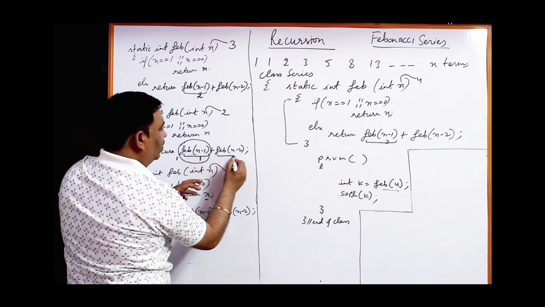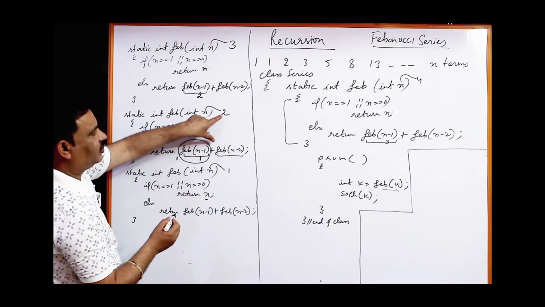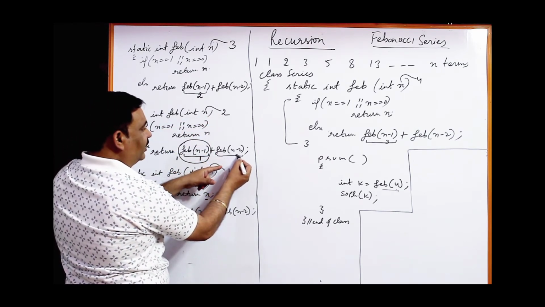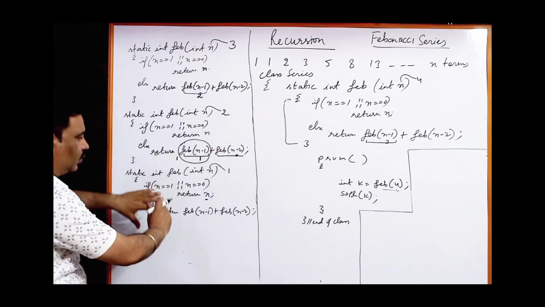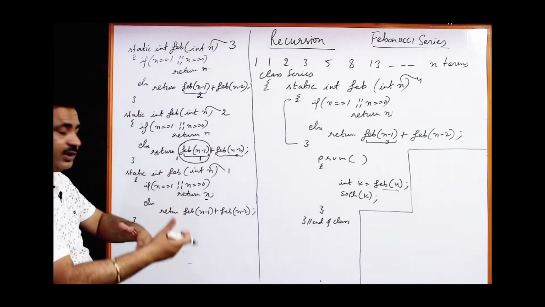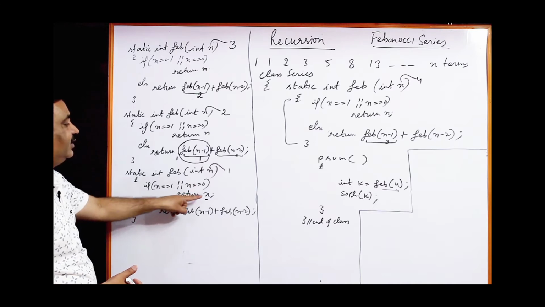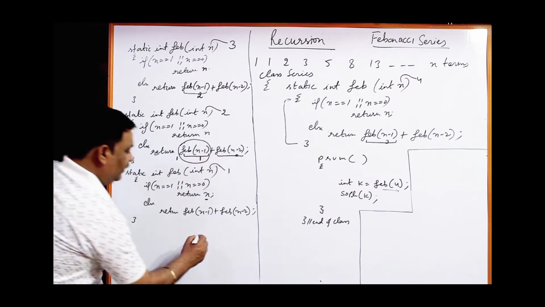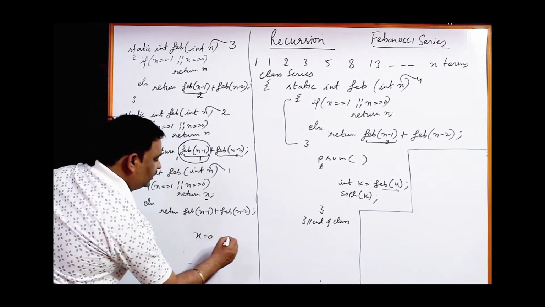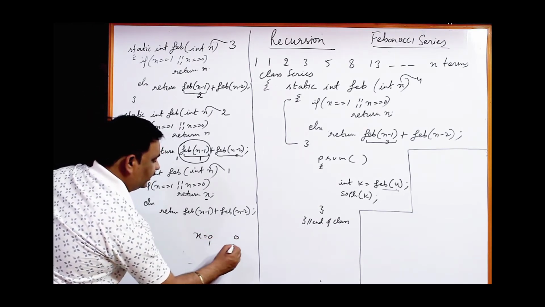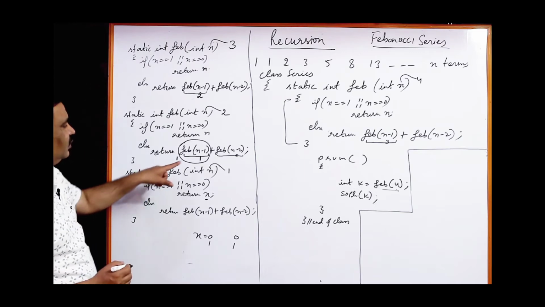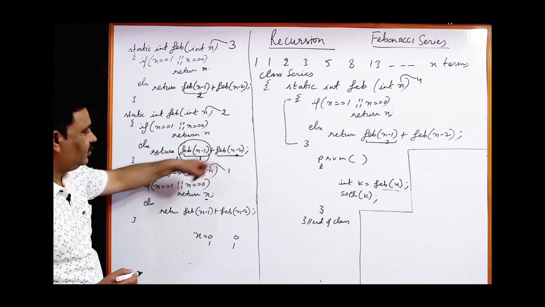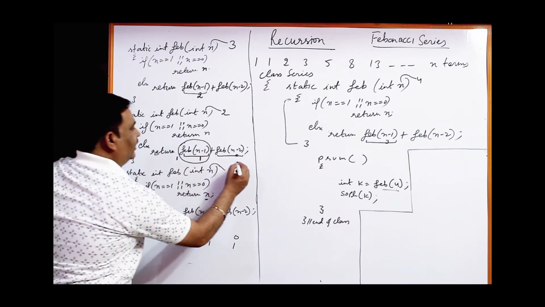Now this function will be called where n is 2. So 2 minus 2 is 0. We are passing 0 from here, and when we pass 0 again in the next memory block, the condition will be true and it will return 0, because if n is 1 or n is 0, it will return the same number. So if n is 0, it will return 0. If n is 1, it will return 1. So see here, when we pass 1, it was returning 1. When we are passing 0, it is returning 0. So here it is 0.